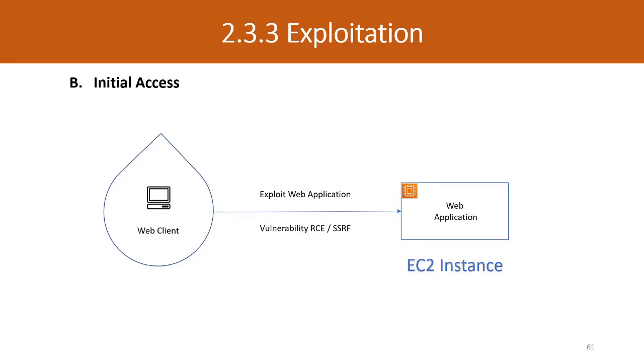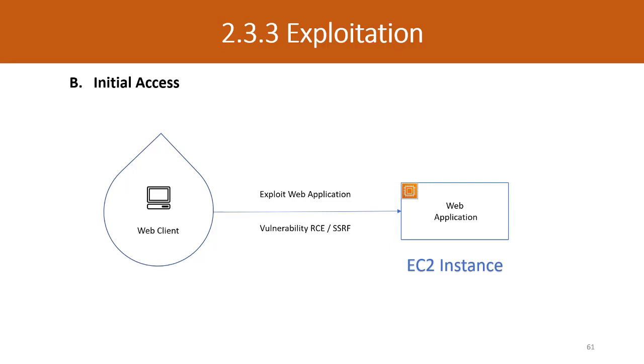In this module, we will discuss how we can exploit an EC2 instance, or how we can take advantage of EC2 instance services to get initial access. EC2 provides platform as a service and works just like a virtual machine. From a red teamer or attacker perspective, there are different ways we can get initial access.